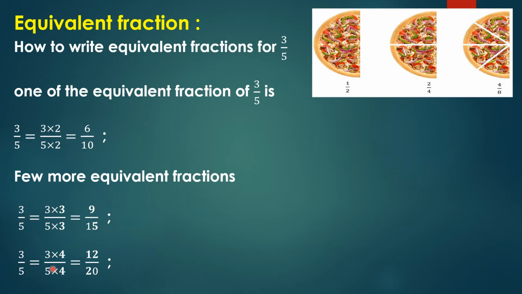The next one, multiply both numerator and denominator with 4. So 3 4s is 12, 5 4s is 20. Therefore 12 by 20 is also an equivalent fraction of 3 by 5. So like this we can keep on writing equivalent fractions for any given fraction.